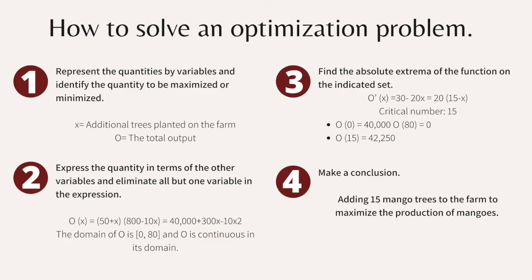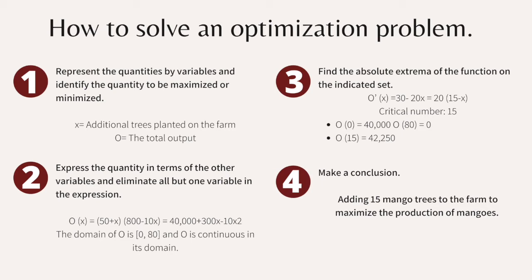First, represent the quantities by variables and identify the quantity to be maximized or minimized. We have x, the additional trees planted in the farm, and O, the total output. Second, express the quantity in terms of the other variables and eliminate all but one variable in the expression. We have total output equals 40,000 plus 300x minus 10x squared, where the domain of O is 0 to 80 and O is continuous in its domain.